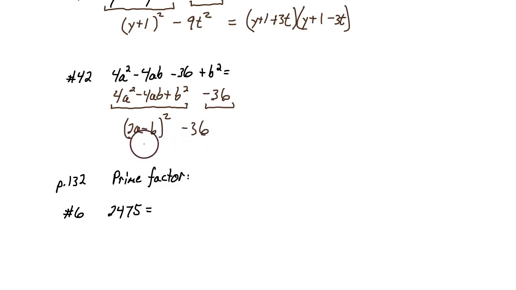This polynomial has 2 terms. Here's the first one, here's the other one, and it's a minus, so it is a difference. Is it a difference of squares? Yes, it is. So 2 sets of parentheses, 2a minus b and 2a minus b. And then how about to make negative 36? We need positive 6 and negative 6.